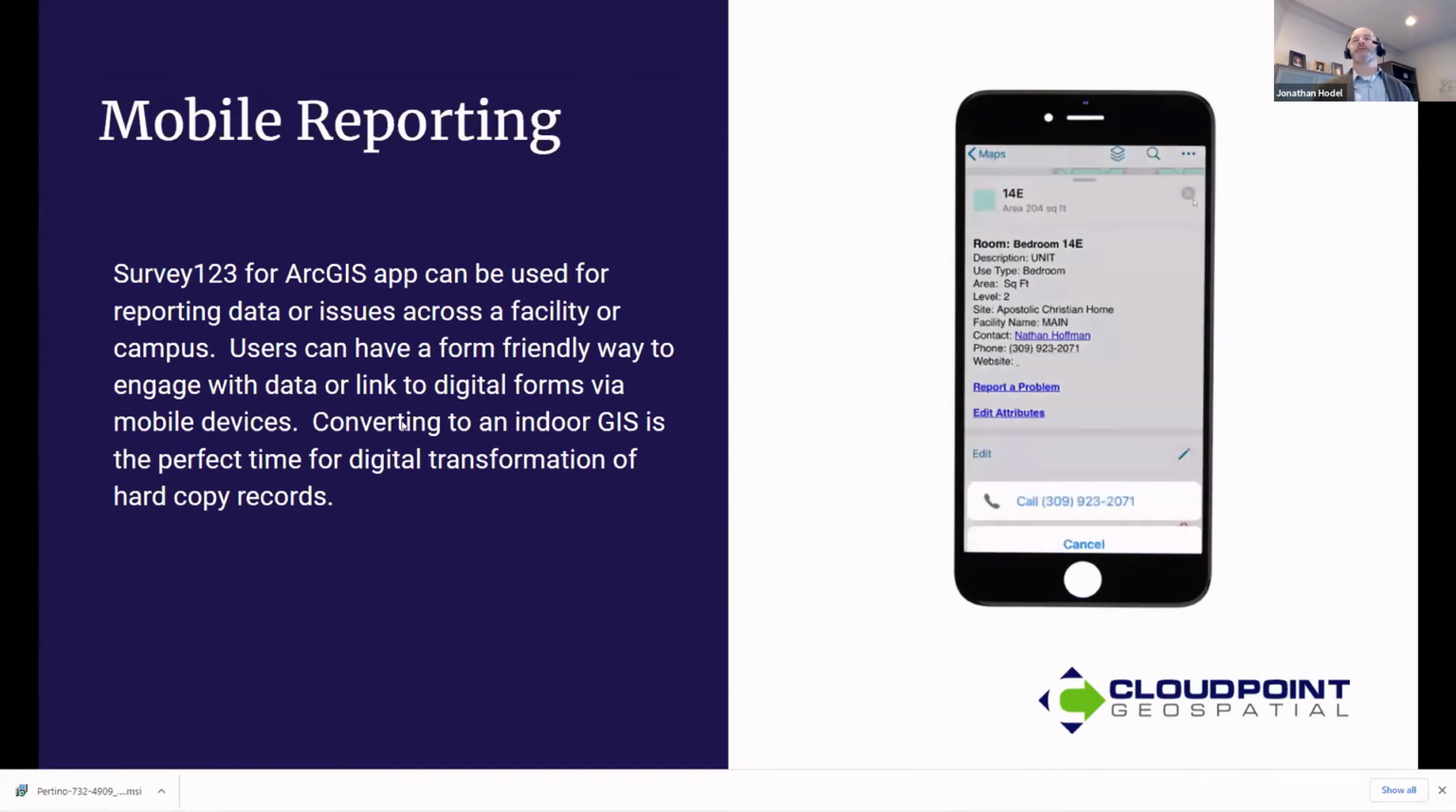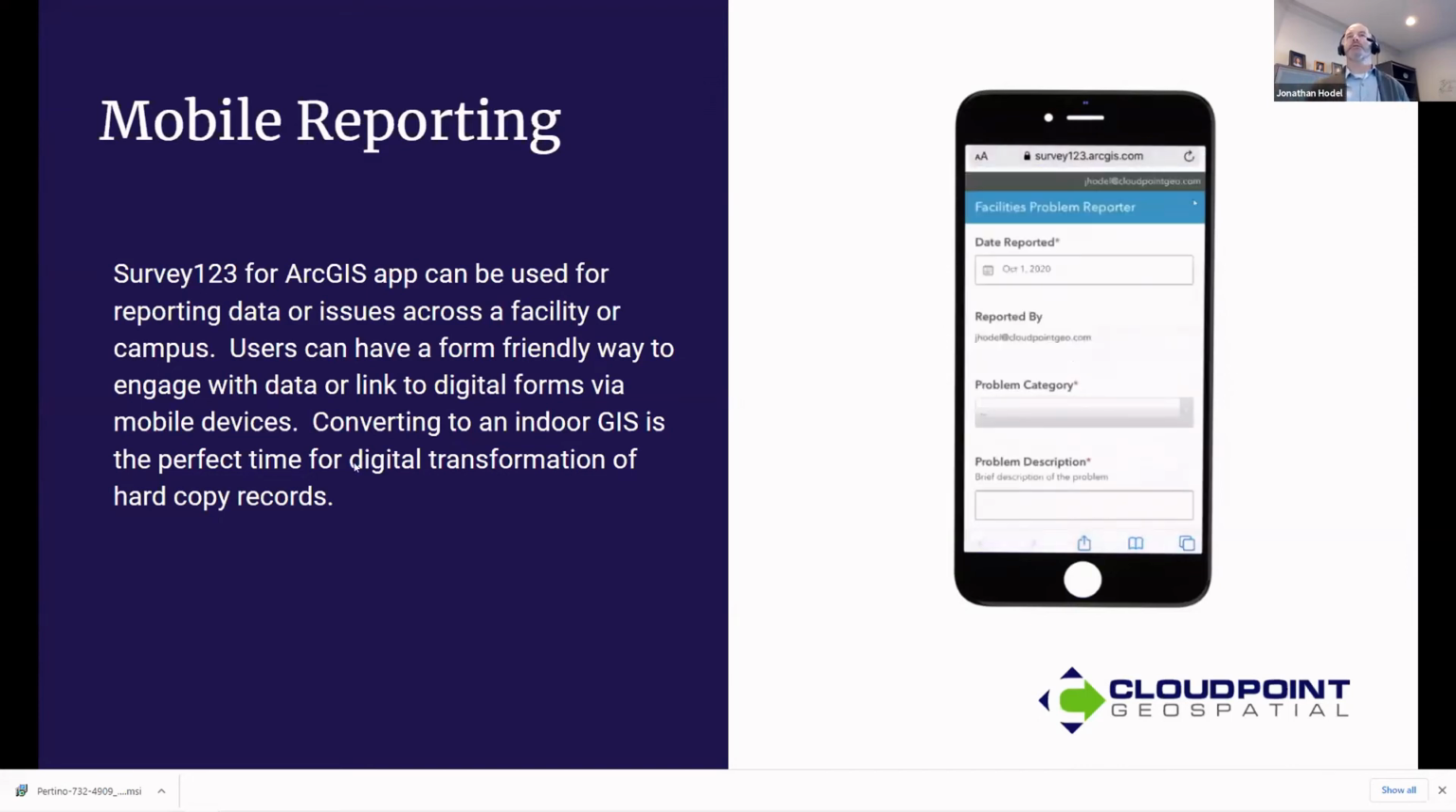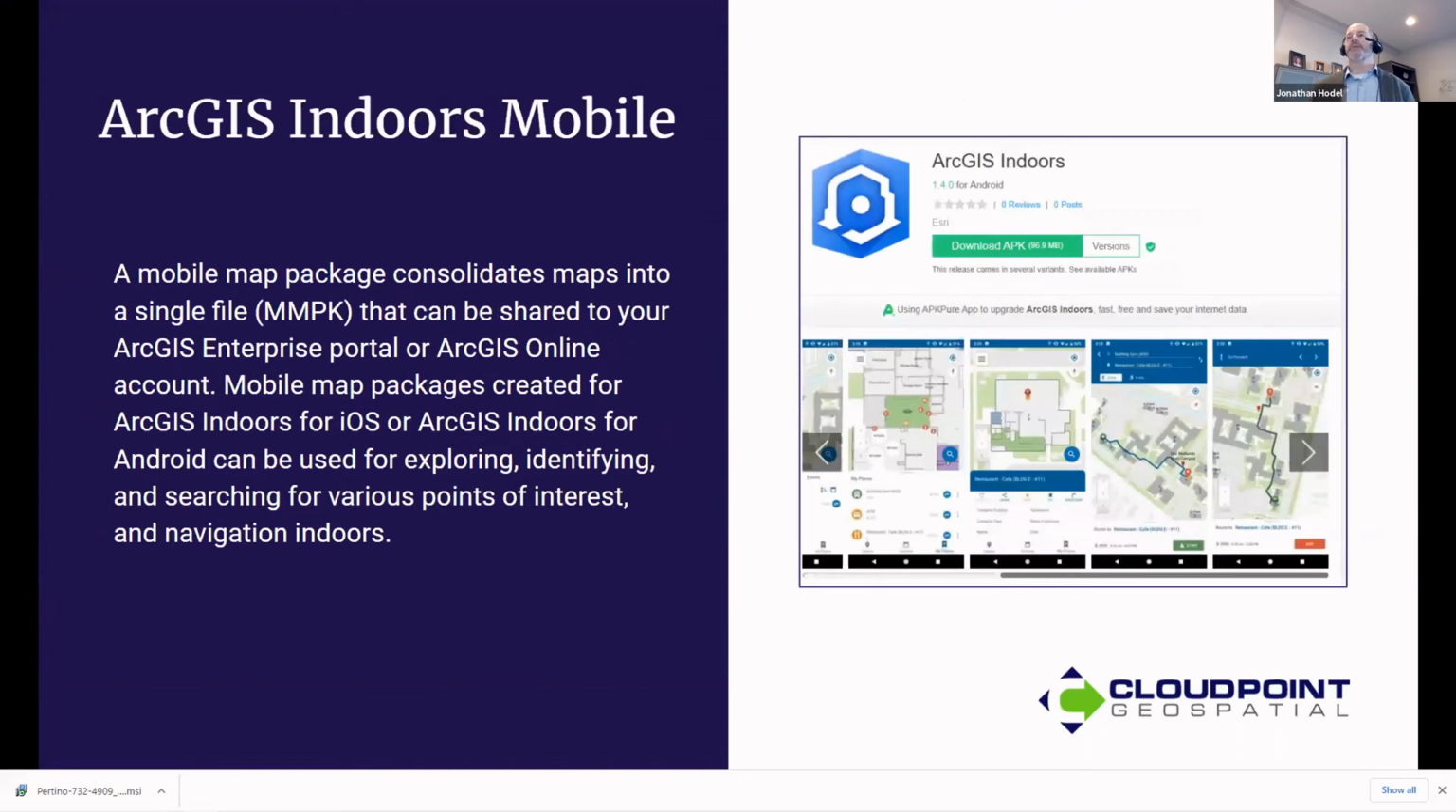This is talk about digital transformation of hard copy records. That's a key component, being able to lay this out and come up with a workflow that can easily capture this information. There's also the big part of this, which is the indoors mobile component. Now, Esri has an indoors native mobile app, which is important to have.